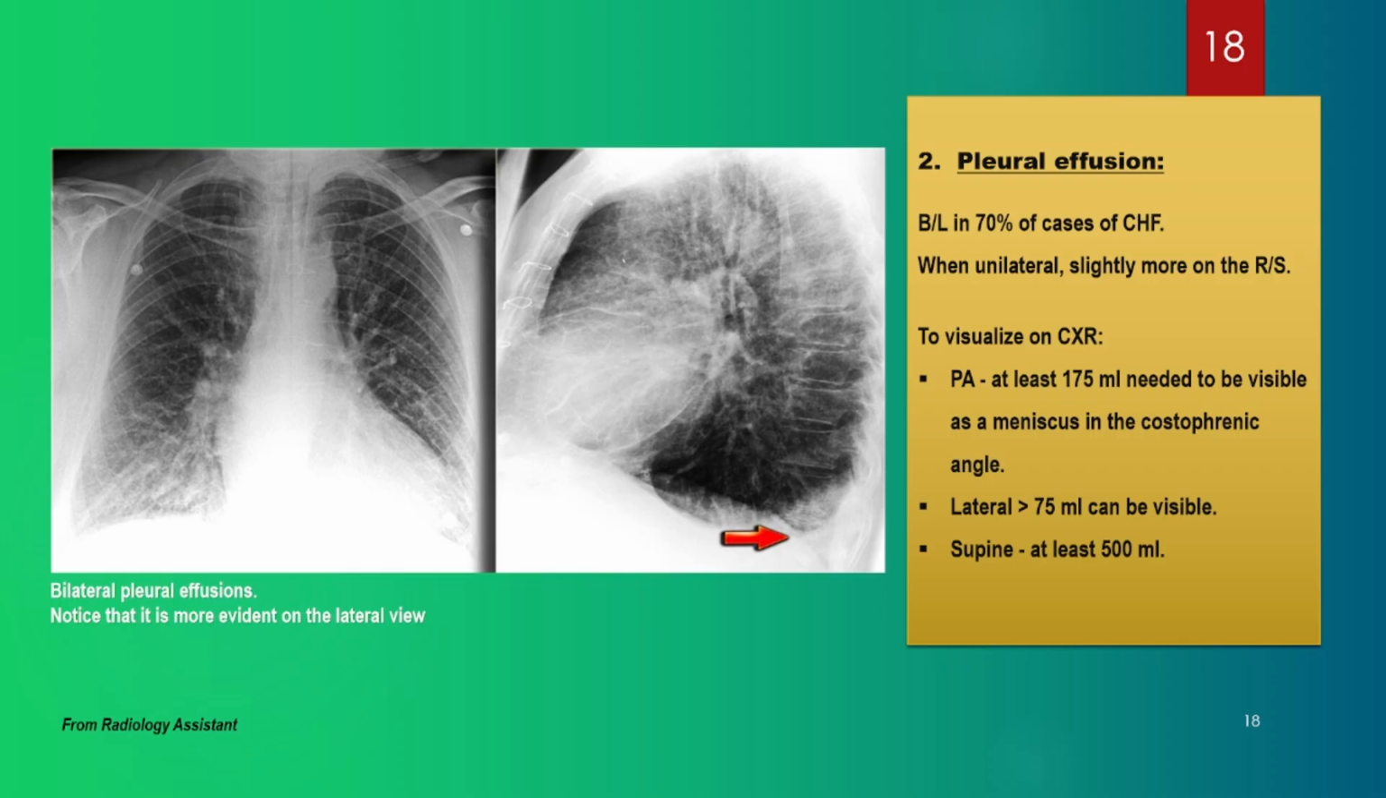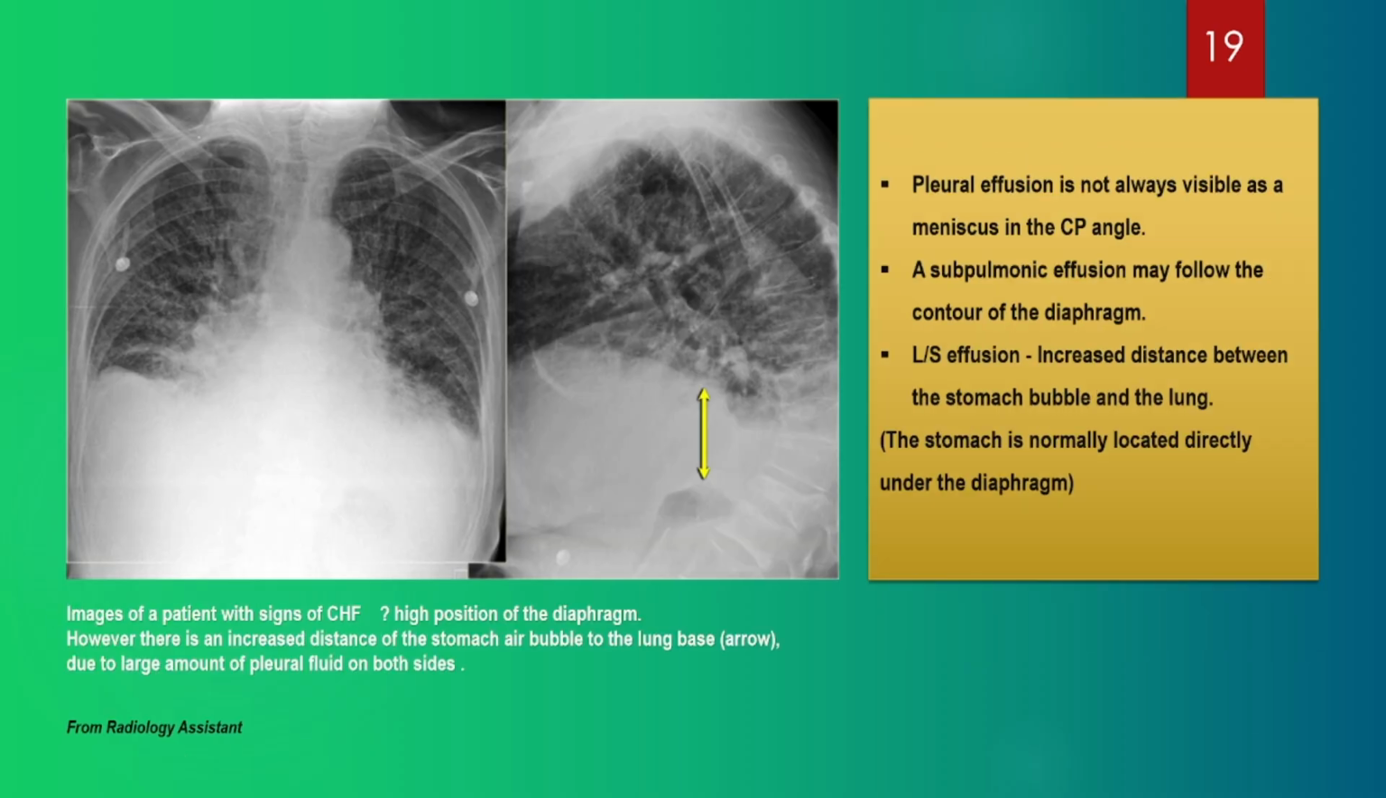But in supine X-ray, it is difficult to appreciate because at least 500 milliliters of fluid is needed. Pleural effusion is not always visible as meniscus in the costophrenic angles. These are images of a patient with congestive heart failure. So what do you think? What is this? Elevation of hemidiaphragm?